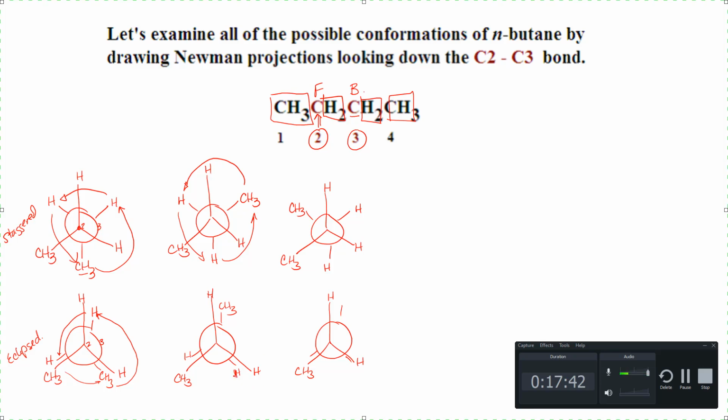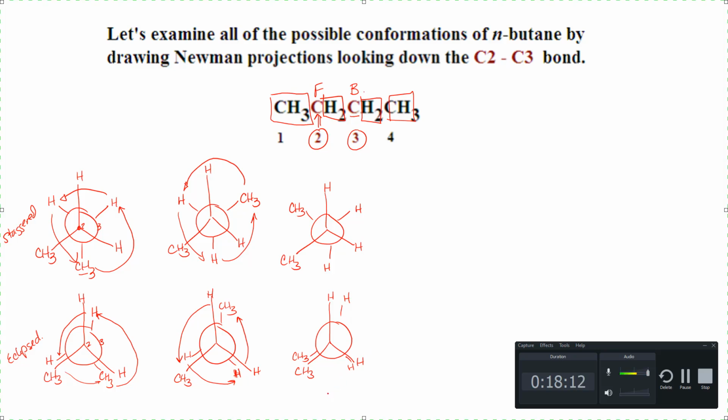So that would be eclipse conformation number two. Let's do it one more time. Let's take this methyl group, rotate it down there, rotate this hydrogen to this position, and we'll rotate that hydrogen up to that position. So now what I've done is I've generated three staggered and three eclipsed conformations for butane, looking down the C2-C3 bond.